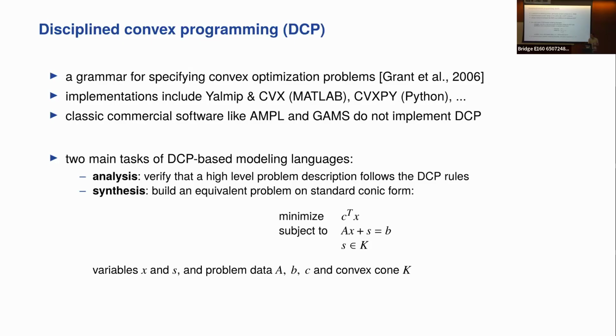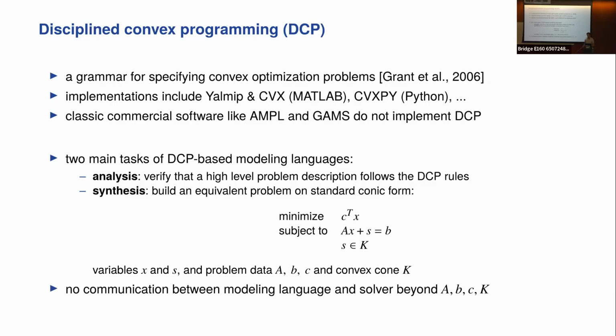And the reason why I mention this is because later in nonlinear programming, we will see that the modeling language plays a bigger role in some sense. We will see that there is communication between the modeling language and the solver in every iteration. So if the modeling language is slow, then it will be the bottleneck and not the solver. That's something we want to avoid.